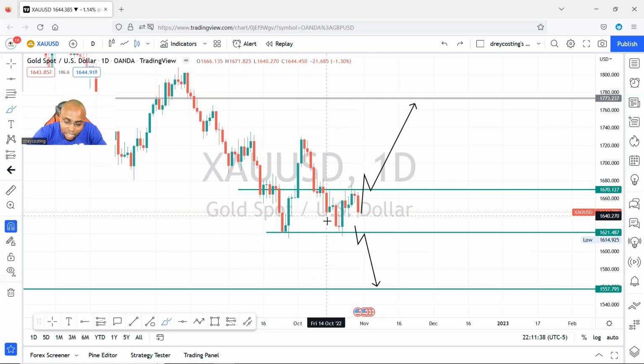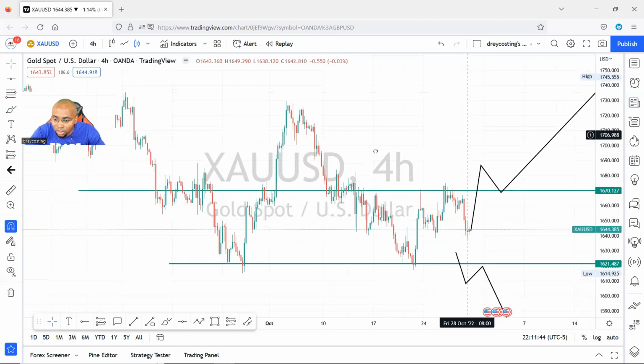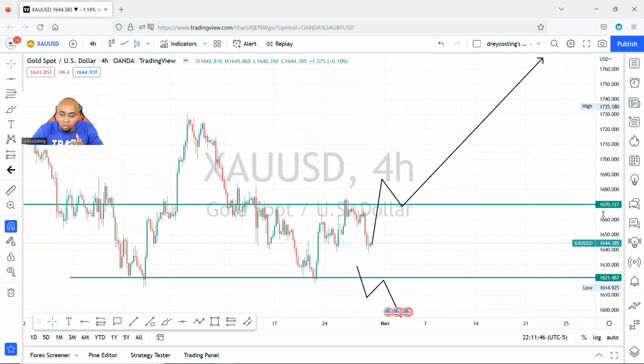And I gave you guys the levels that I will be patient with. Yeah, and these are the levels that I'm going to be patient with: 1670.127 and 1621.487. So you guys could jot that down, yeah, and be disciplined, right? If you have a paid TradingView or something like that, you could set your alarms and all of that and just be disciplined and wait on it.